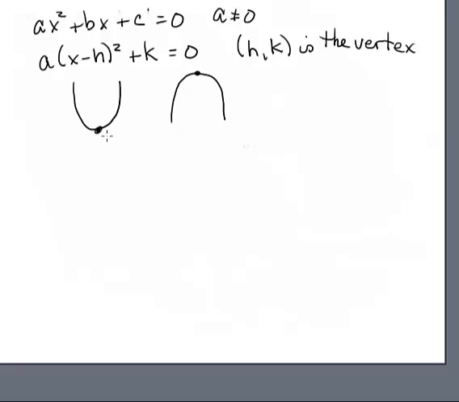Another thing we know, if we can get it into this form right here, which would give us more information than just this one: no matter if it's in this form or this form, if a is greater than 0, the graph is going to open up. If a is less than 0, that means it's negative, it's going to open down.